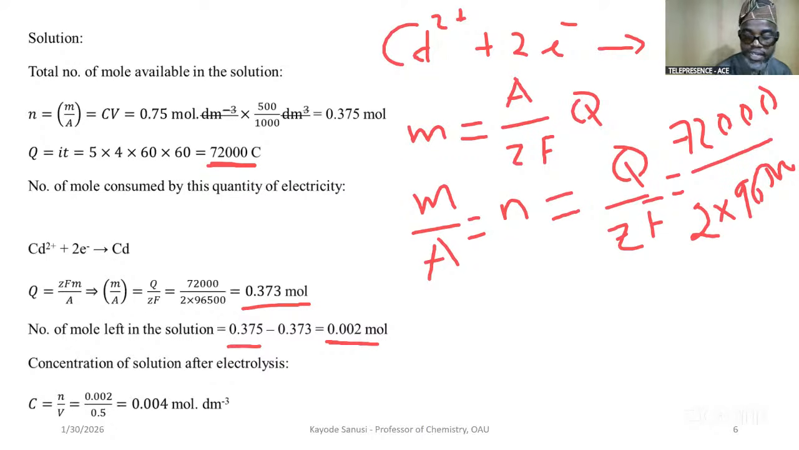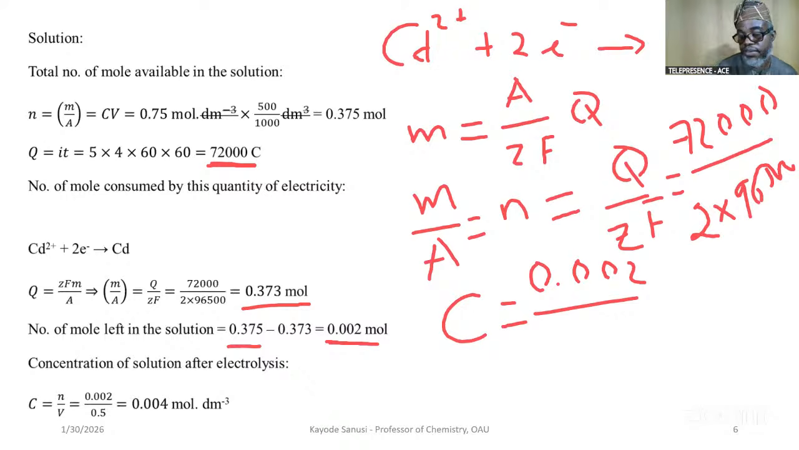The new concentration of the solution will be the number of mole left in the solution over the total volume, because the volume will remain the same. It is not going to decrease. So the volume is 0.5 dm cube, and we get the new concentration of the solution to be 0.004 mole per dm cube.